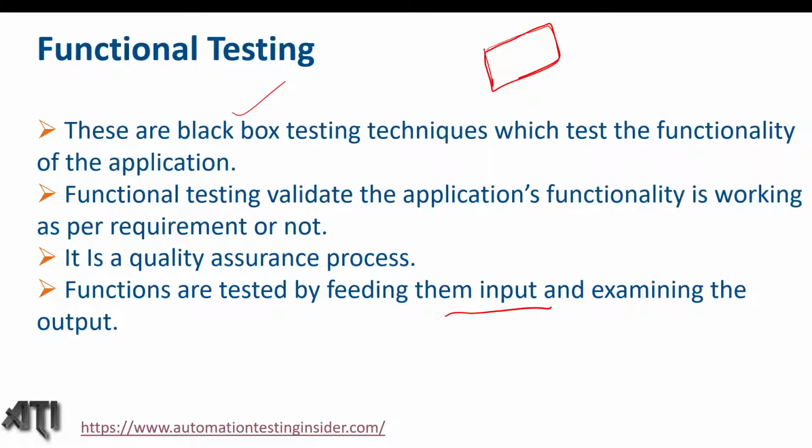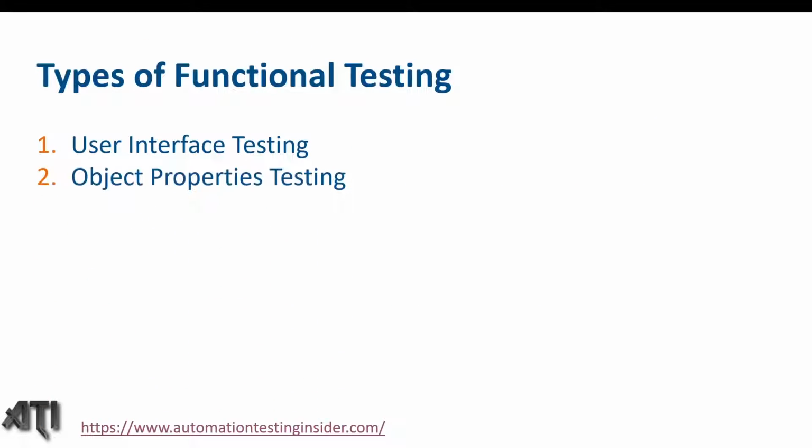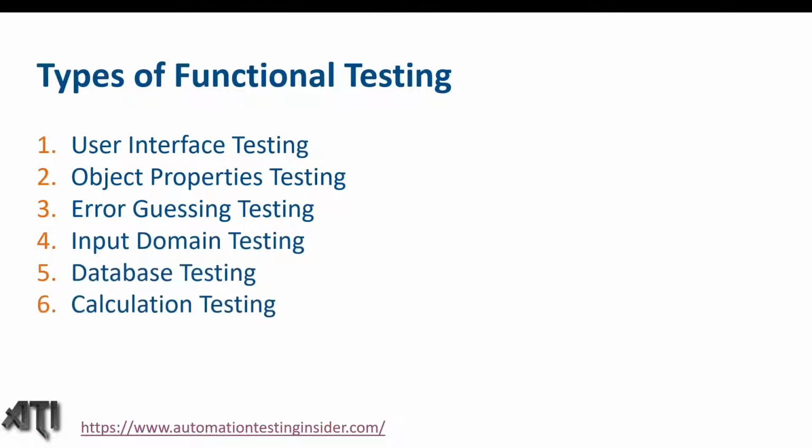Based on the data we have provided, we verify whether we are getting the expected outcome or not. So these are the different types of functional testing we have seen in the diagram also, guys: user interface testing, object properties testing, error guessing testing, input domain, database testing, calculation testing, links and URL testing. These are the different testing types.